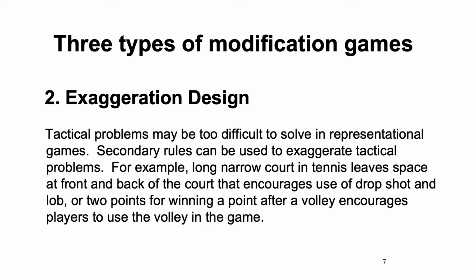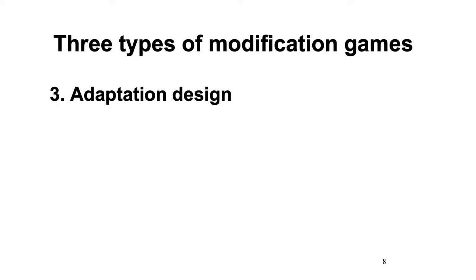Or you could have 2 points for winning a point after a volley, which encourages players then to use a volley in the game, which then leads to the need to develop how to improve the volley. Then the other one is adaptation design.